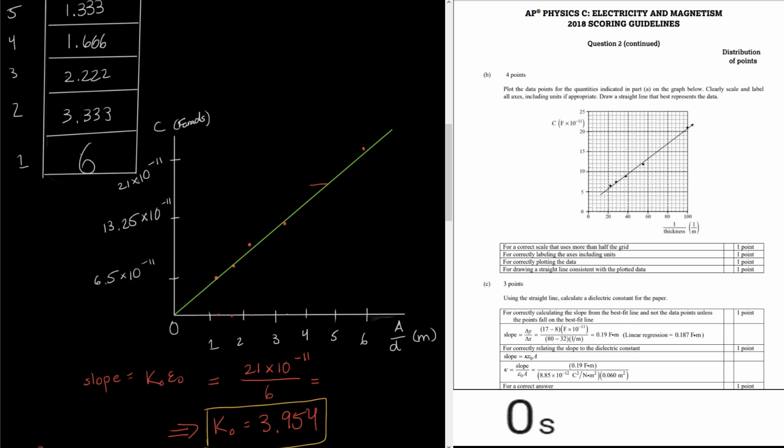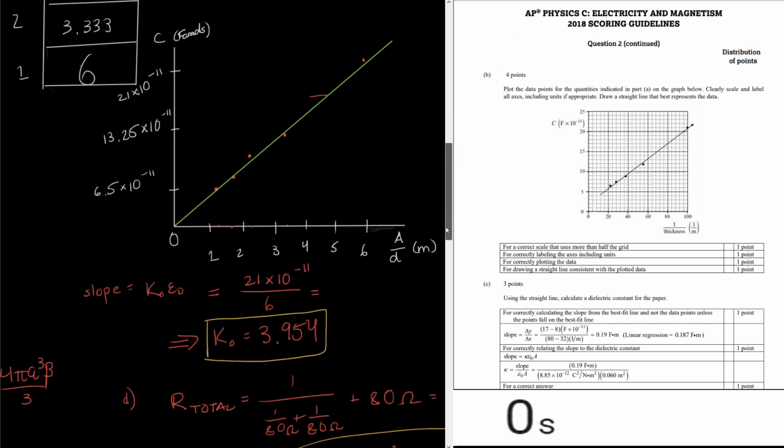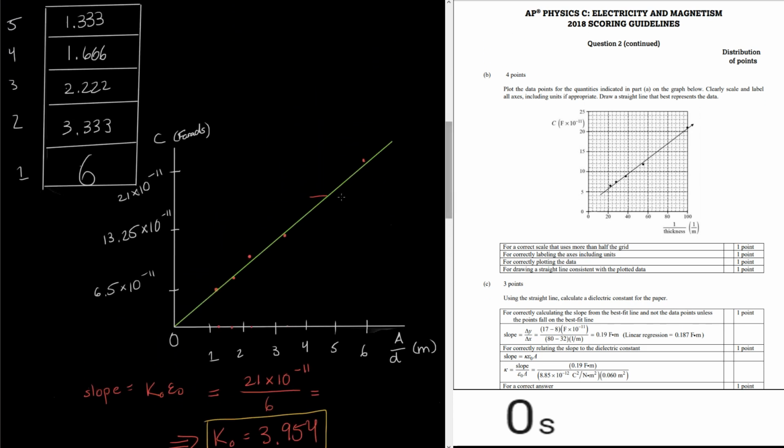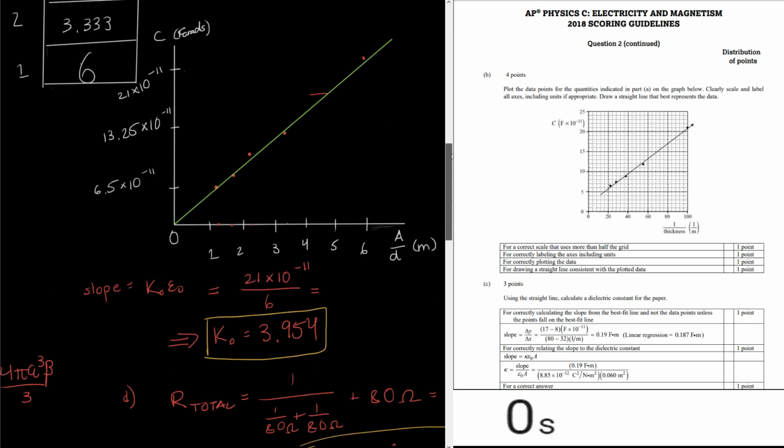For correctly plotting the data, it looks like we did that pretty well. And for drawing a straight line consistent with plotted data, sure, yeah, that looks reasonable. Cool. So we actually did pretty well on that plotting part. And it looks like I didn't write in that this was part B, so let me just draw in this is B. And hey, we actually get some points. Plus. Alright.